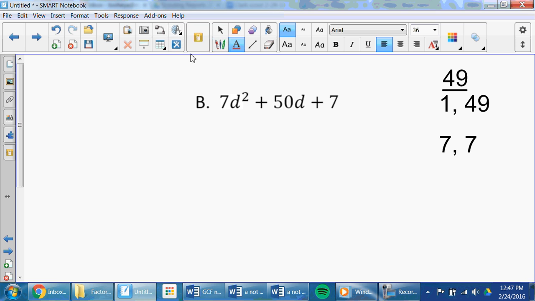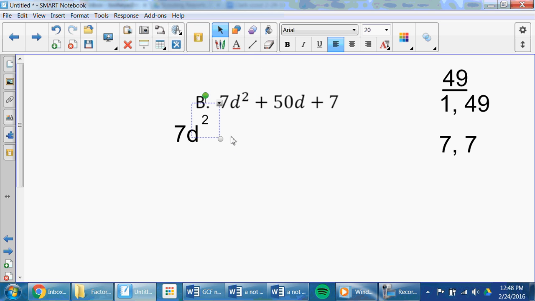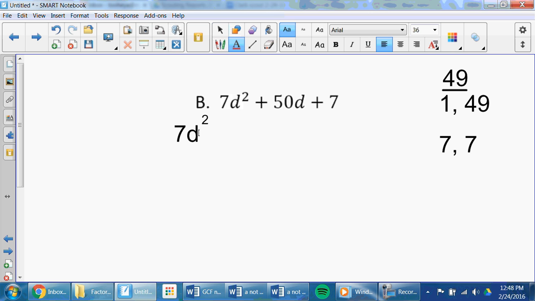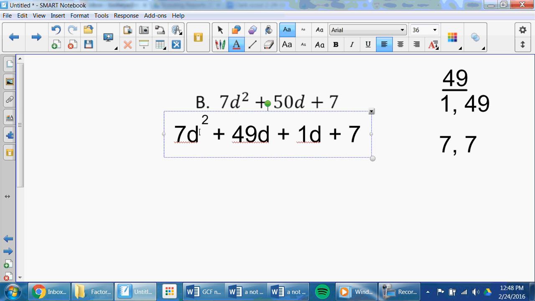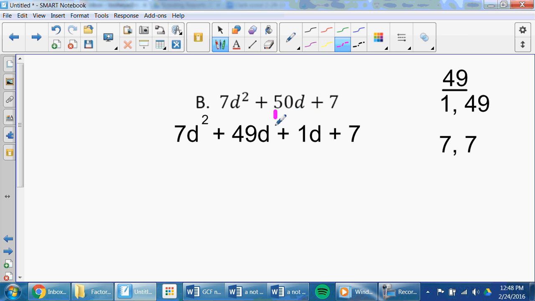So how I would write this one would be, I would write 7d squared, then I split up the 50 in the middle to be plus 49d plus 1d plus 7. That's how those split. From there, I split the middle and I GCF the front and the back.